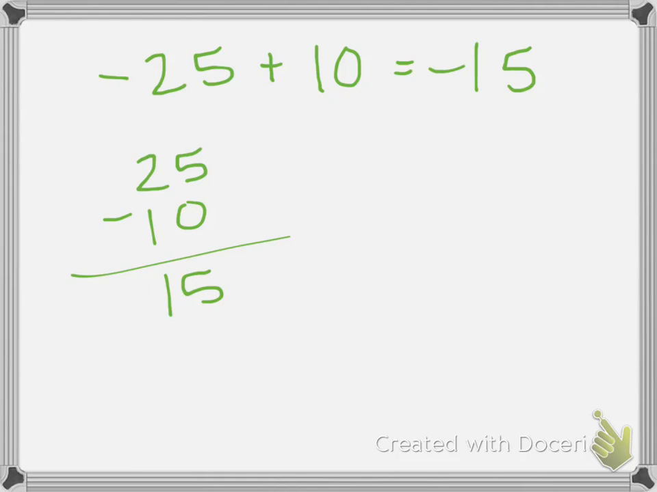This makes sense because it's like saying if you borrow $25 from me and then you pay me back 10, you still owe me $15, and money you owe is represented as negative. Your turn to practice.